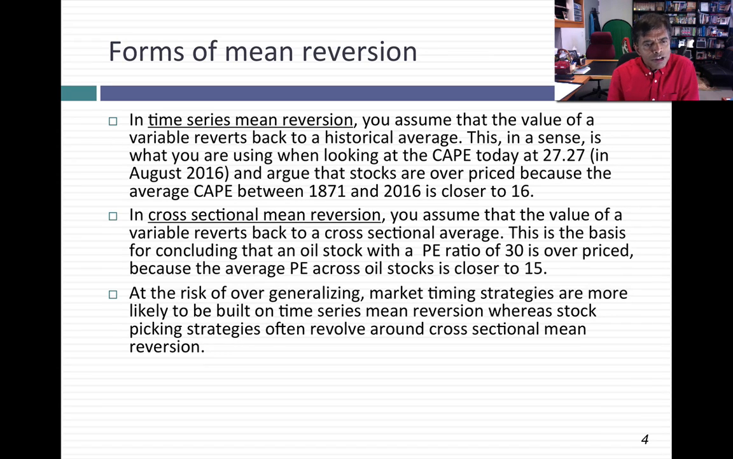The other is cross-sectional mean reversion. This is what we draw on when we buy a low PE stock in the steel sector, expecting that PE to revert back to the average PE for the sector. Now, they both have their own sets of assumptions and own dangers, but it's good to know what kind of mean reversion you're assuming. At the risk of overgeneralizing, market timing is primarily based on time series mean reversion, whereas stock selection, where you try to pick, or fundamental analysis, is usually based on cross-sectional mean reversion.